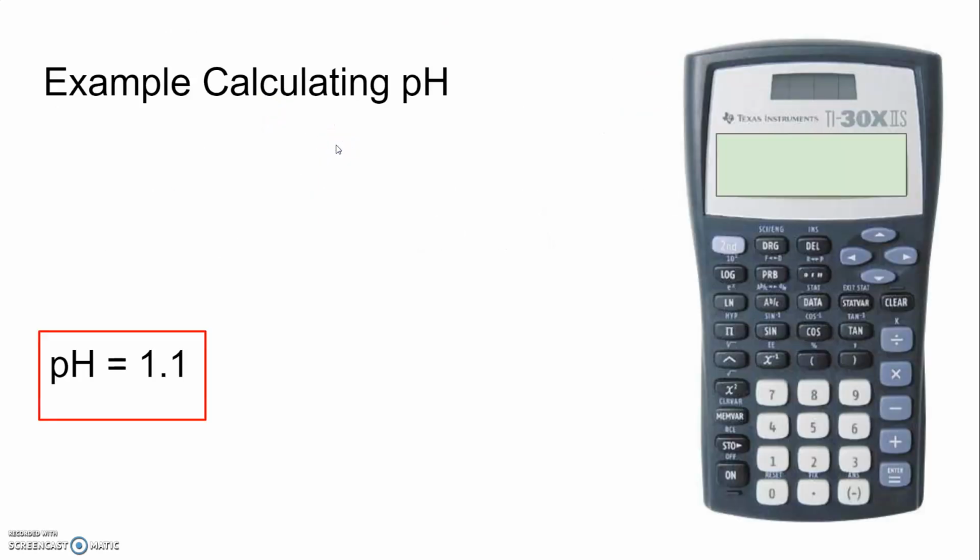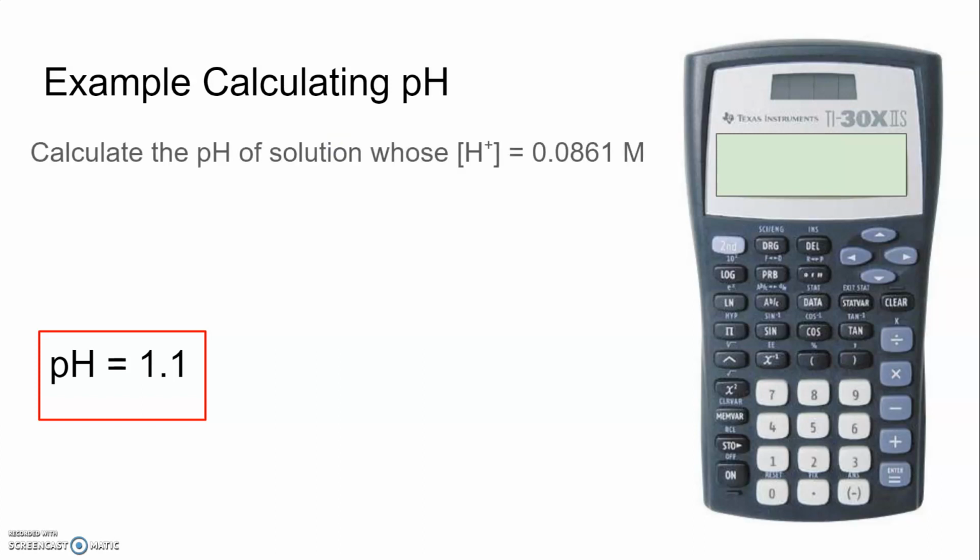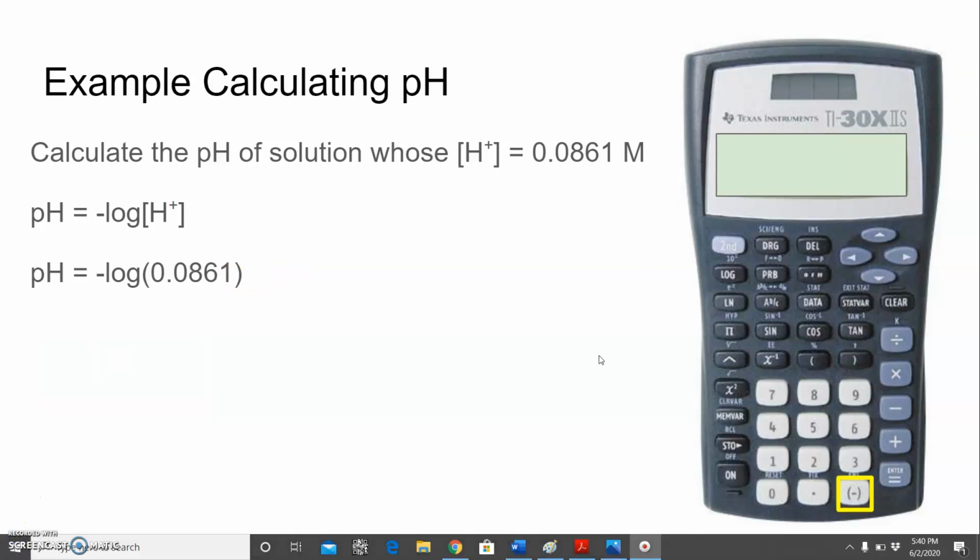So let's look at an example. We want to calculate the pH of a solution whose concentration of H+ is 0.0861 molar. I'm also going to show you how you would plug that into a TI-30 calculator. We know the equation is pH is equal to negative log concentration of H+. So all I'm going to do is plug the 0.0861 molar in for my concentration of H+. It looks something like this: pH equals negative log 0.0861. Sorry, I made a correction there.